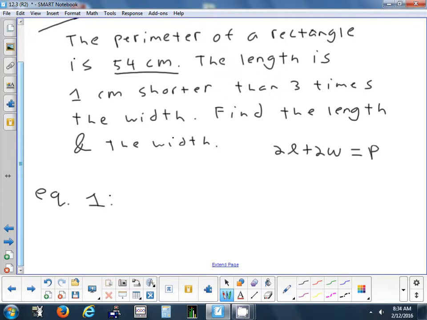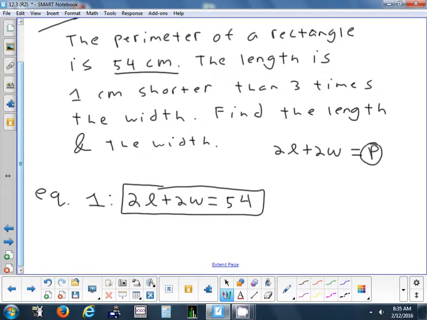Okay, so equation 1, I'm just making a spot, so I'm going to write it down. It's going to be 2L plus 2W equals, what's the perimeter? 54. That's it. There's your first equation. If that's all they told me, I wouldn't have enough information to find L and W. So they give me another sentence. The length is. Okay, let's just start with that.